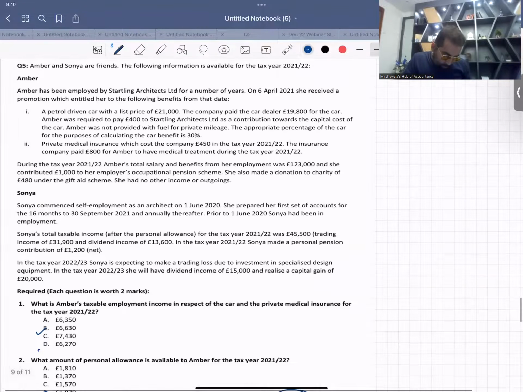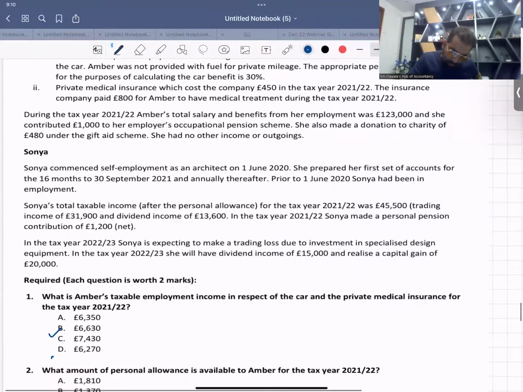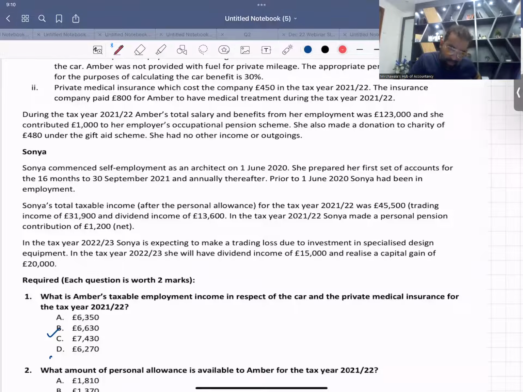Sonia commenced self-employment as an architect on 1st June 2020. This is the starting date. She prepared her first set of accounts for 16 months, which is greater than 12 months, to 30th September 2021, and annually thereafter. Yes, we know that once you set the accounting date, it remains the same till the end. Prior to 1st June 2020, Sonia had been in employment.